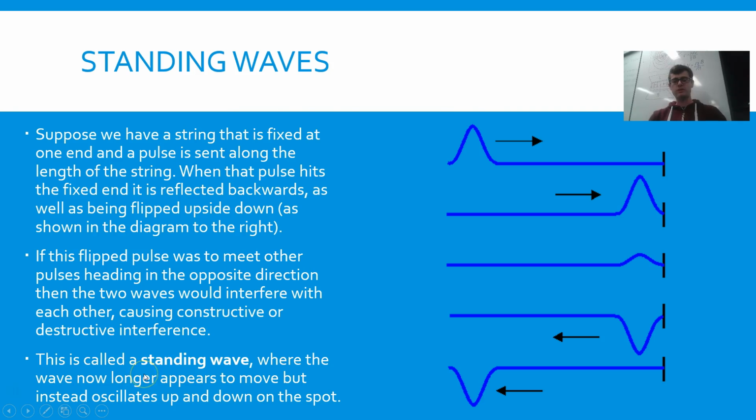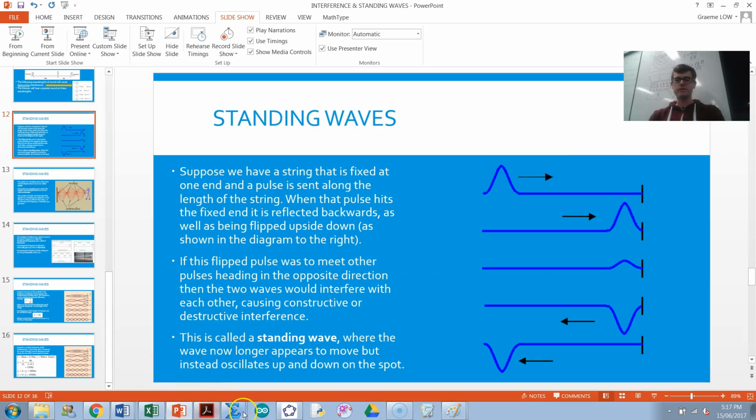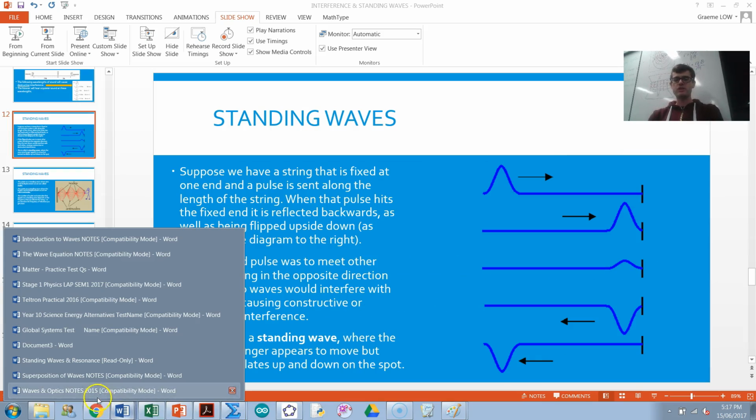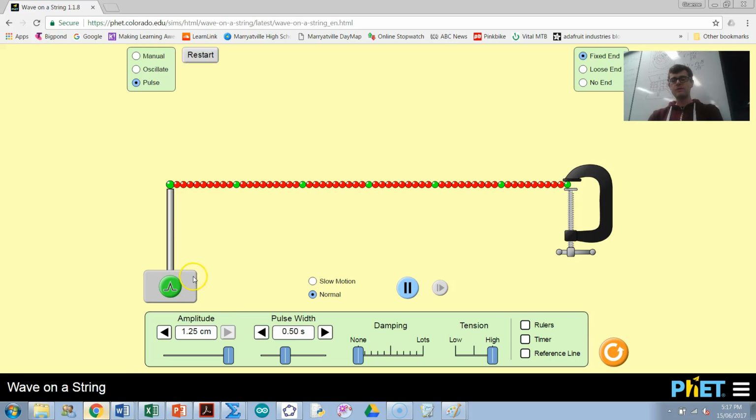So to give you an idea of what that looks like, I'm going to get out of this PowerPoint for a minute and go to this little animation here. Okay, so firstly we've got a rope that's been fixed at one end with a clamp. And what we're going to do is just do a quick pulse with that rope, just to illustrate what I said before about how the pulse gets reflected upside down when it hits the fixed end. So if we watch the pulse, you can see as it hits the fixed end, it gets reflected upside down and heads in the opposite direction. All right, so that's just a single pulse.